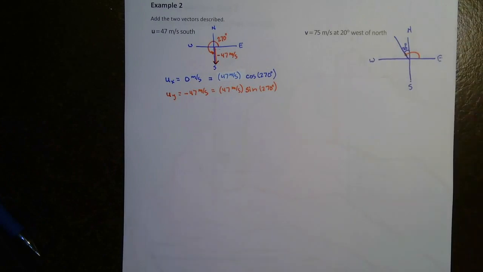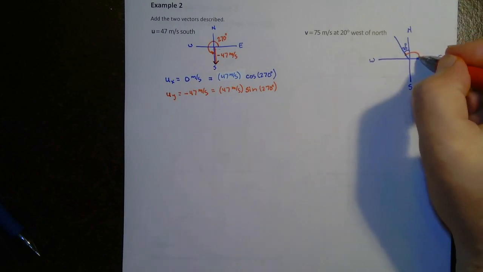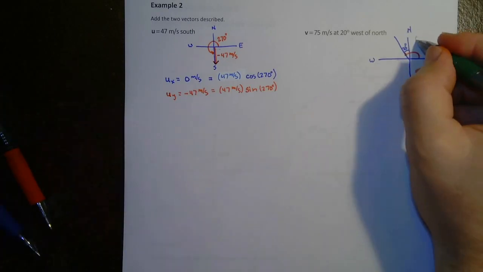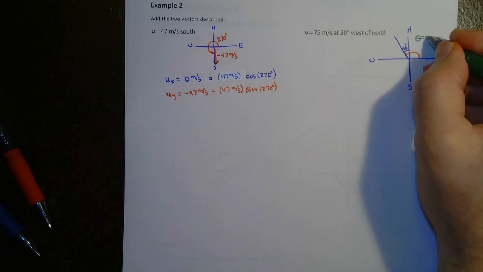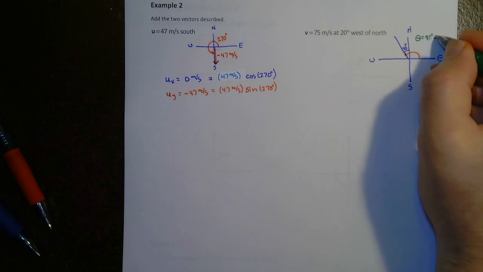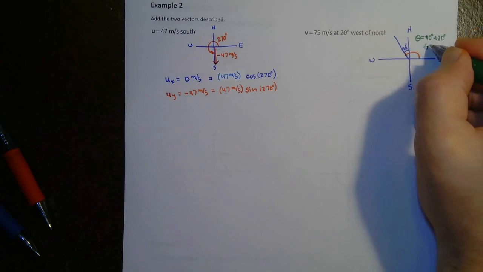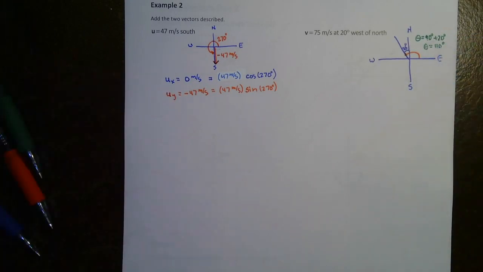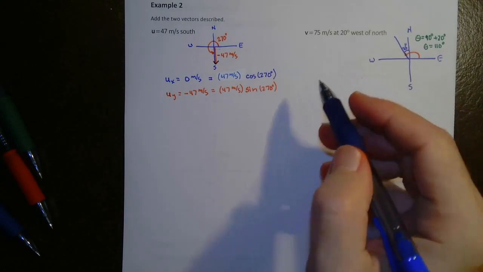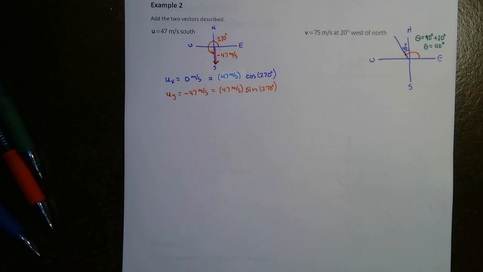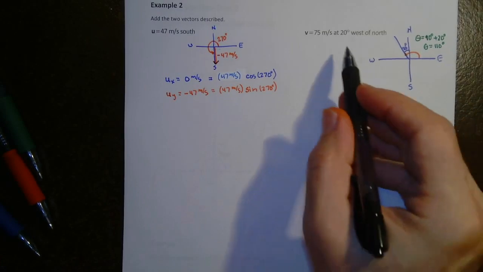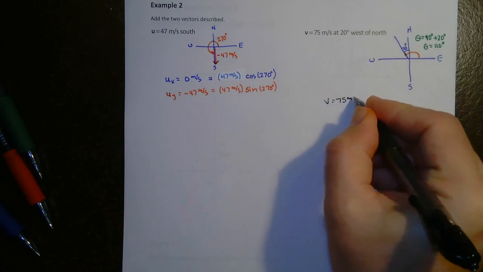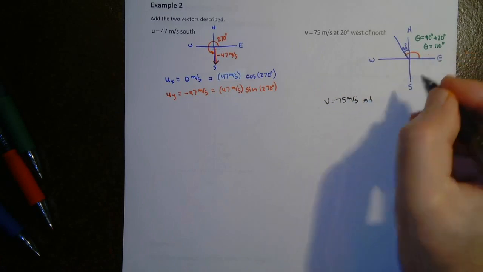Well, we know from the first four angles that this is 90 degrees right here, and then plus the 20. So my angle theta, I'm gonna grab a green color. My angle theta would be 90 degrees plus the 20 degrees. So that makes my angle 110 degrees. So with that said, this can be rewritten as V is 75 meters per second at 110 degrees.